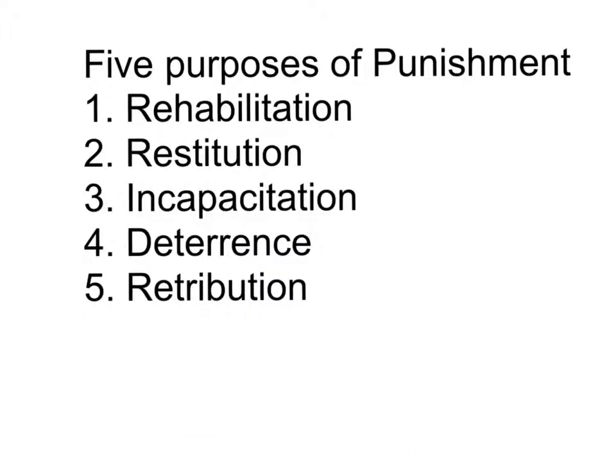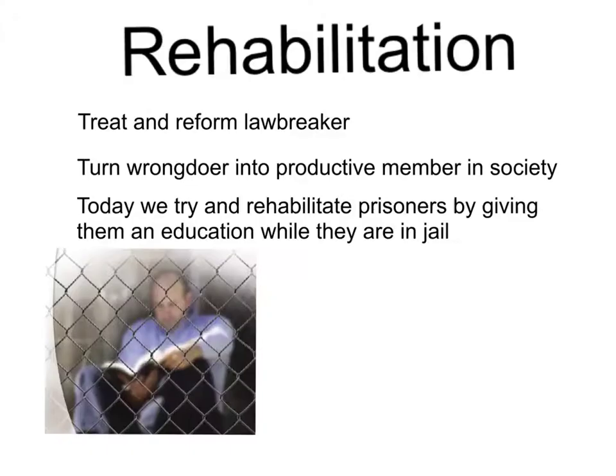There are 5 purposes of punishment: rehabilitation, restitution, incapacitation, deterrence, and retribution. Rehabilitation is when you try to treat and reform the lawbreaker, to turn the wrongdoer into a productive member of society instead of a criminal. Today we try to rehabilitate prisoners by giving them an education while they're in jail, as well as helping them with a drug addiction or something along those lines.